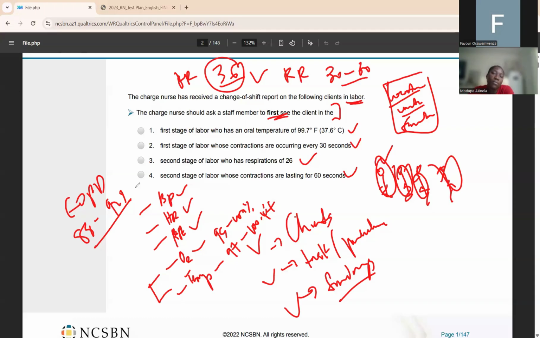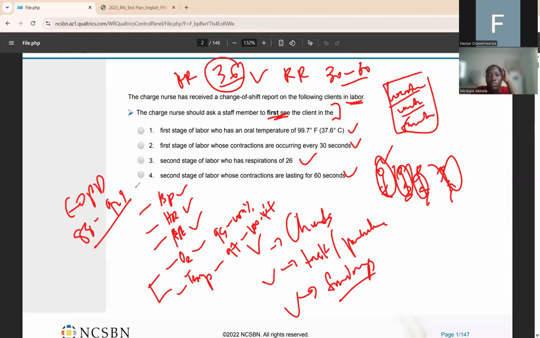Now, infection as well can cause your temperature to be high. So anytime you are dealing with temperature, always know that it can be inflammation or infection. So always ask yourself, what is causing that temperature to be high? Don't jump to conclusions and say, oh, it's infection. There are different things that can cause the temperature to be high. Always find out what is causing it.